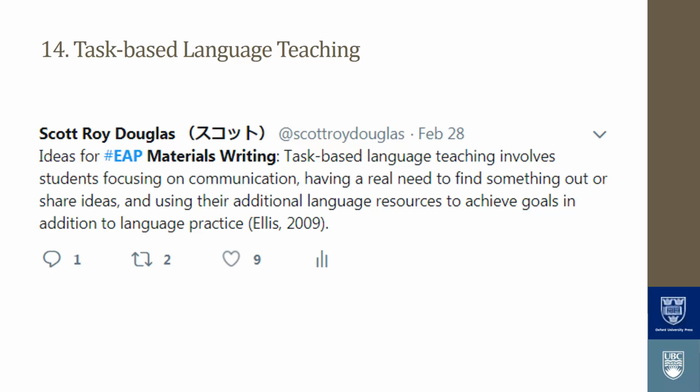So it moves away from where we're teaching students language so they can eventually do something, and we're actually switching it so that they're using language in order to learn it. And so now, as they're trying to focus on communication and have this real need to do something, they're pulling on their language resources to achieve these goals.